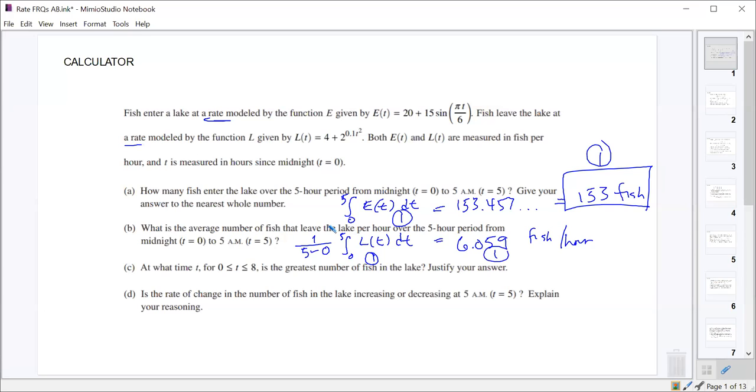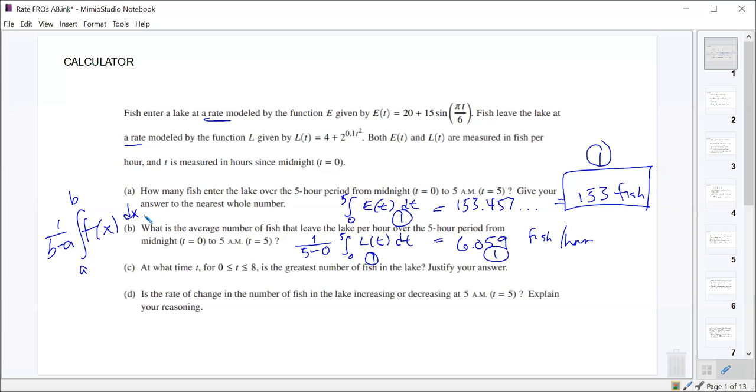That's the mean value theorem for integrals. 1 over b minus a times the integral from a to b of your function. Mean value theorem for integrals gives you the average value of a continuous function. Good or no? Yeah, thank you. All right, part C.